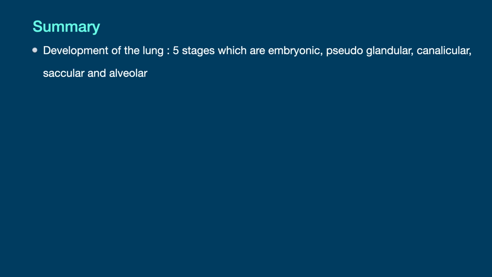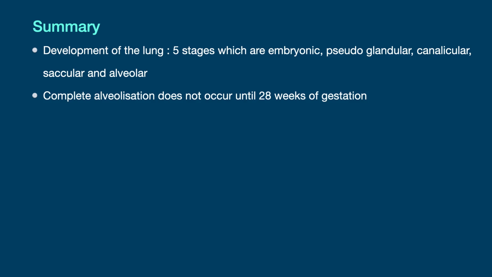Let's summarize. The prenatal development of the lung takes place in 5 stages, which are the embryonic, pseudoglandular, canalicular, saccular, and alveolar stages. Complete alveolization does not occur until 28 weeks of gestation, and the complete development of the alveoli and the pores of Kohn only occurs around the age of 7.